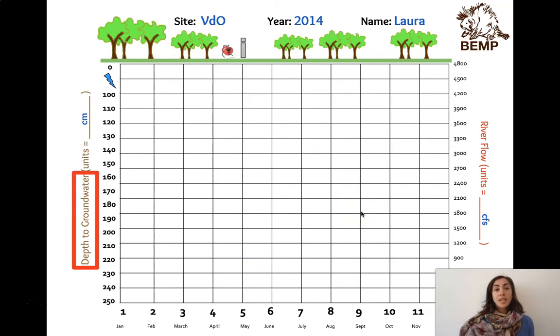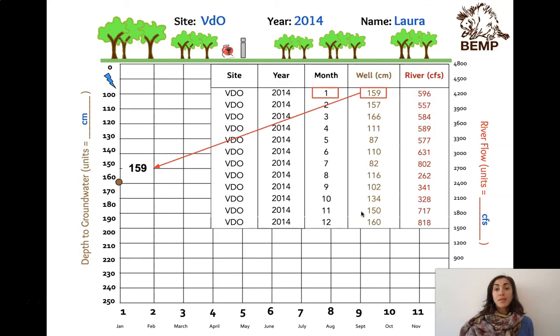So the first data that we'll be representing in this graph is our depth to groundwater. If you go to the tables that you should find for each of your sites, you're going to go to the column that says wells. And the first number that you find is going to be for month 1. So you will go down to month 1, which is January, and find the number specifically for the month. So the first number is 159, so it's about here.